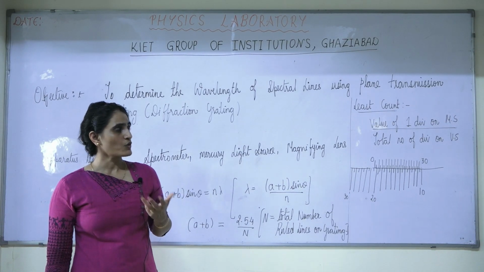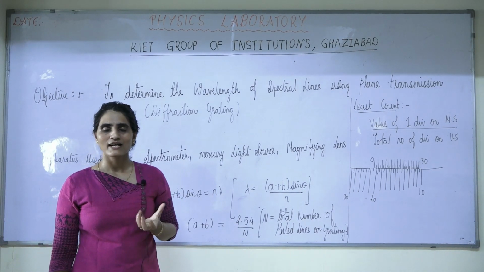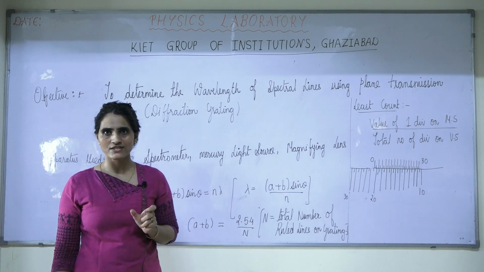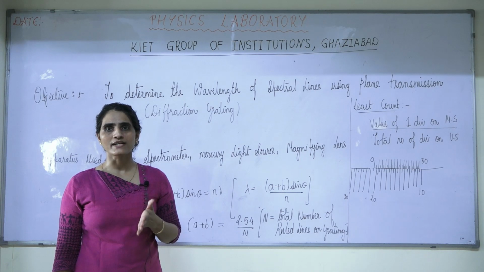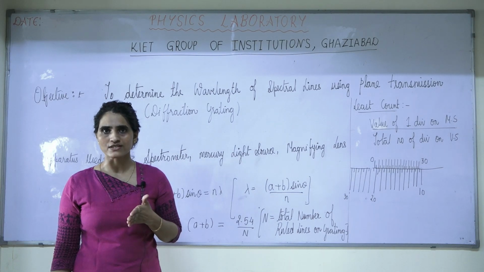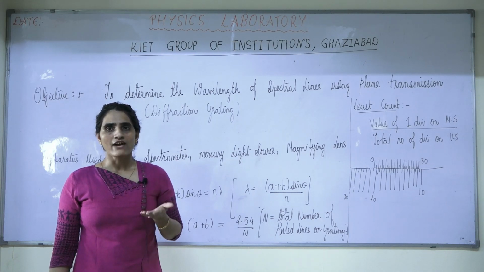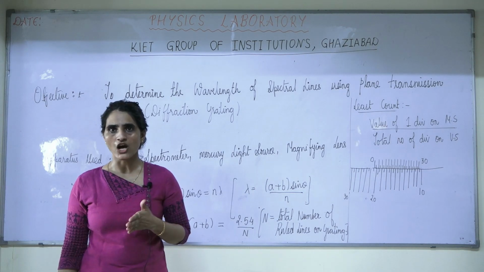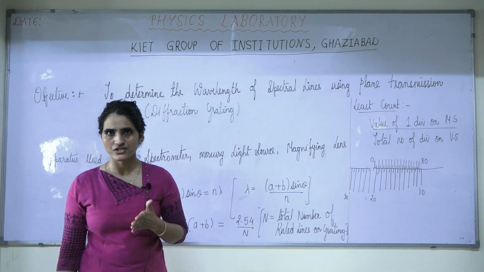Now I will explain what a plane transmission grating is. A plane transmission grating is a 1-inch glass plate on which, using a diamond pen, we can draw as many lines as we want. We have taken a plane transmission grating which has 15,000 lines per inch.